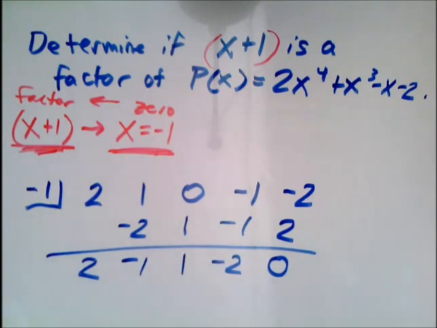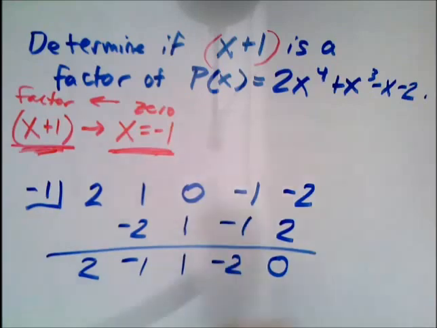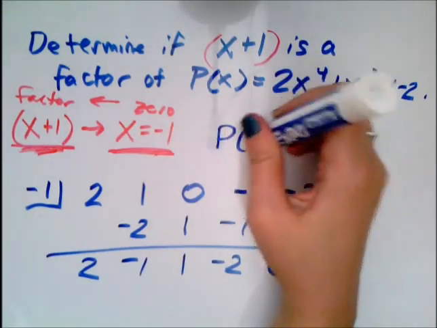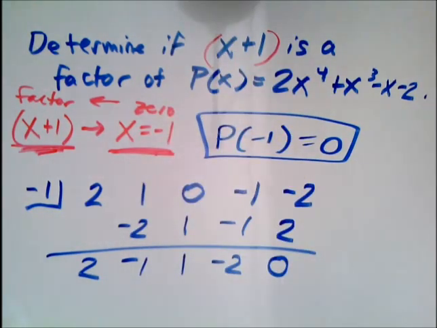So you have two choices. You can either plug the number in directly, or you can do synthetic division. It's interchangeable to say whether or not. So now you can say, yes, this is a factor. And I think they ask you to write down what p of negative 1 is then. So p of negative 1 is 0, which you could get from this, or from just plugging it in.